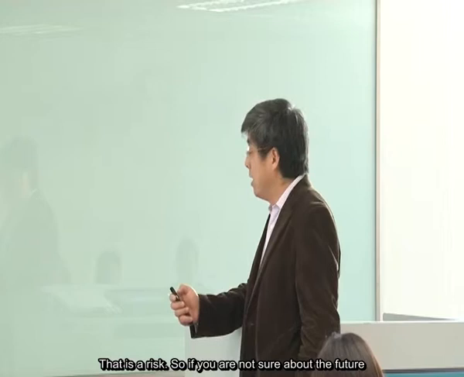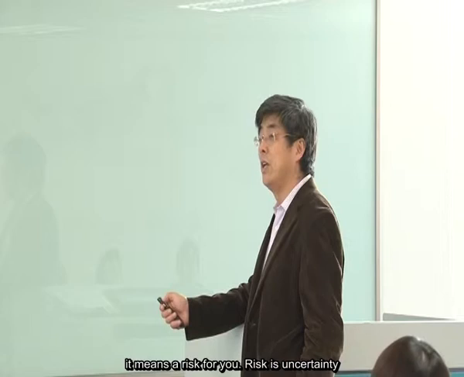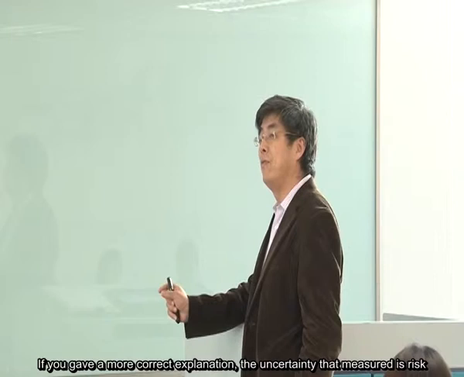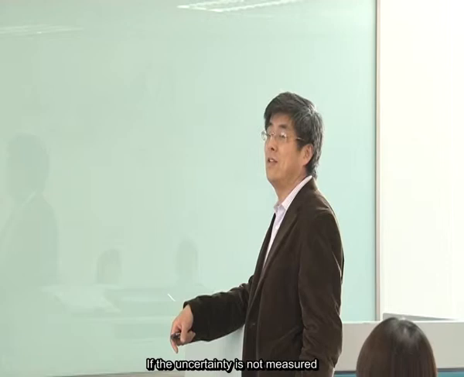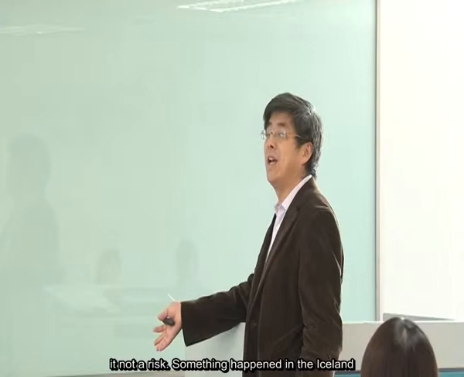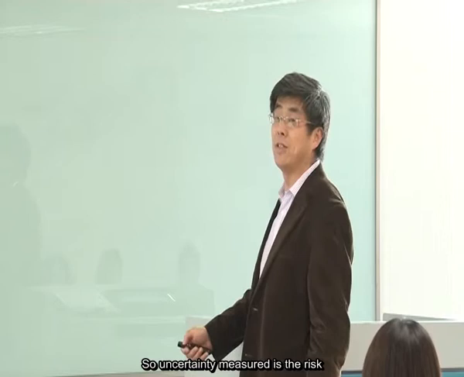So if you are not sure about the future, it means a risk for you. Risk is uncertainty. If you give a more correct explanation, the uncertainty that matters is risk. If the uncertainty is not measured, it's not a risk. Something happened in Iceland. It's not a risk for you because it doesn't matter. So uncertainty measured is the risk. The more the uncertainty is, the more the risk is.